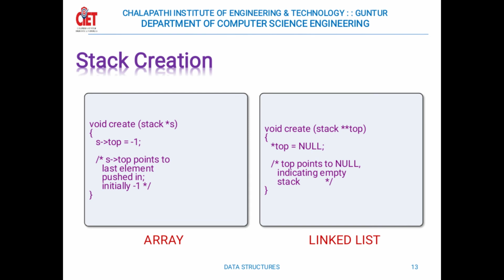Next, stack creation. To create a stack, simply stack top. Initially the stack top is initialized to -1. That means the stack is empty. Here in linked list, stack top is equal to null. If the top is equal to null, it means the linked list is empty.